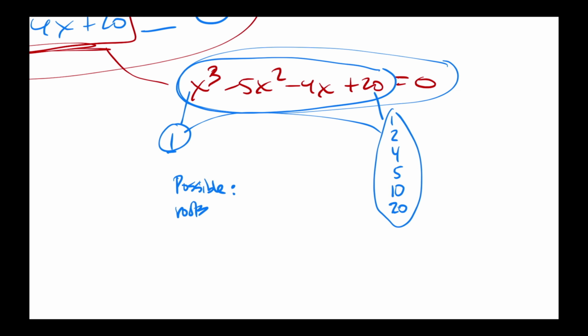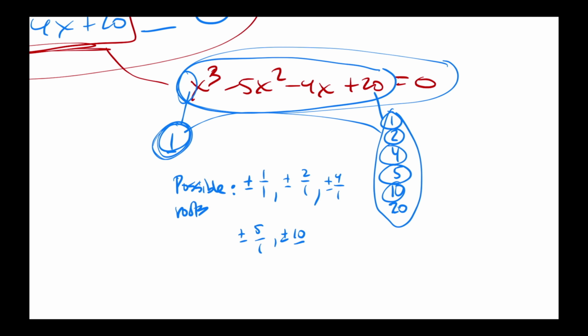So here are our possible roots: plus or minus 1 over 1, plus or minus 2 over 1, plus or minus 4 over 1, plus or minus 5 over 1, right? We're just putting it over 1 because that's the only possibility on this side. Sometimes we might have a bigger number here and we'd have more possibilities. But I like that it's just a 1 because we don't have any fractions. And then we have plus or minus 10 over 1 and plus or minus 20 over 1. Okay, so these are our possibilities.